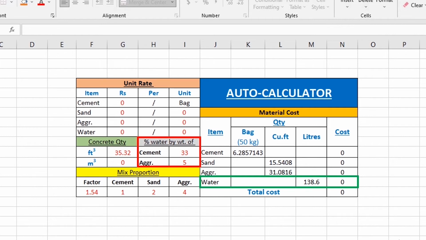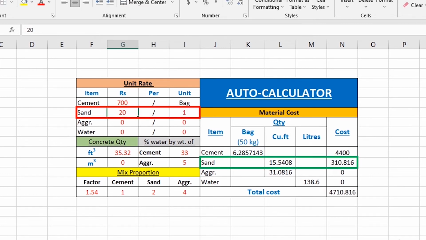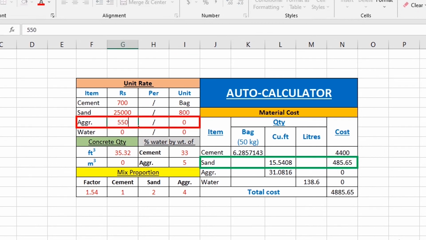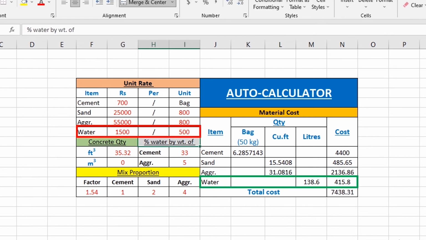Now we put in the rates of materials for cost calculation. Suppose the rate per bag of cement is 700, the rate of sand is 20 per cubic foot, or suppose 25,000 is the rate of an 800 cubic foot dumper of sand. Similarly, we assume the rate per dumper of 800 cubic foot of coarse aggregate is 55,000. We can also calculate the cost of water like this. For example, 1500 is the rate of a 500 liter water tank. So we have calculated the quantities and cost of each ingredient.